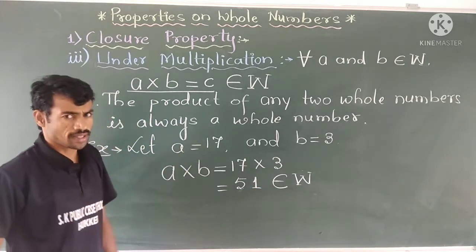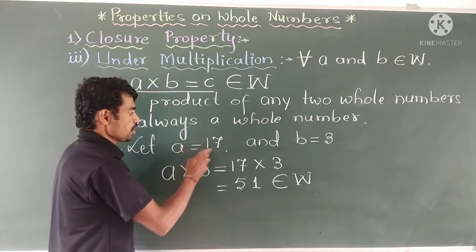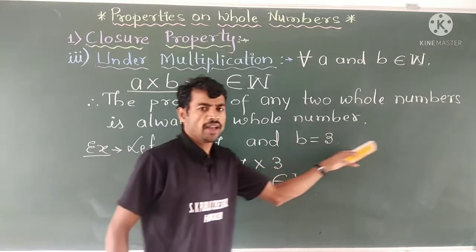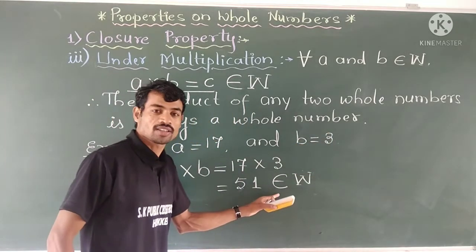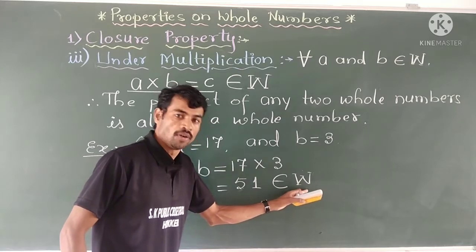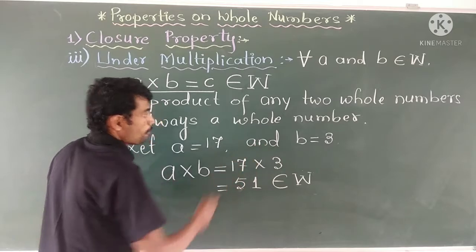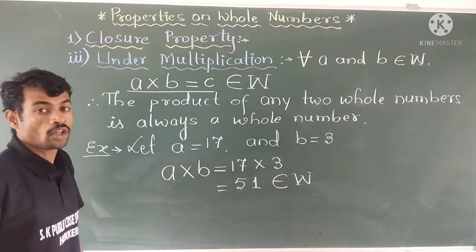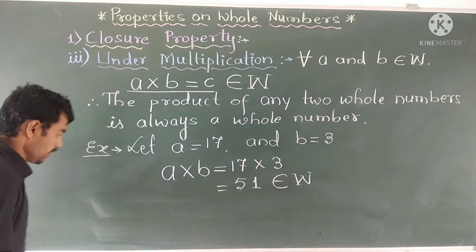You can take one more example. Is 0 a whole number? Yes, 0 is a whole number. Take 0 into any number; the product is also 0, so that also belongs to the set of whole numbers. By seeing these examples, we can say that whole numbers are closed under multiplication.